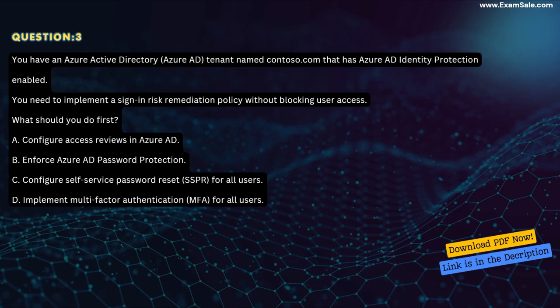Question 3. You have an Azure Active Directory (Azure AD) tenant named Contoso.com that has Azure AD identity protection enabled. You need to implement a sign-in risk remediation policy without blocking user access. What should you do first? A. Configure access reviews in Azure AD. B. Enforce Azure AD password protection. C. Configure self-service password reset (SSPR) for all users. D. Implement multi-factor authentication (MFA) for all users.